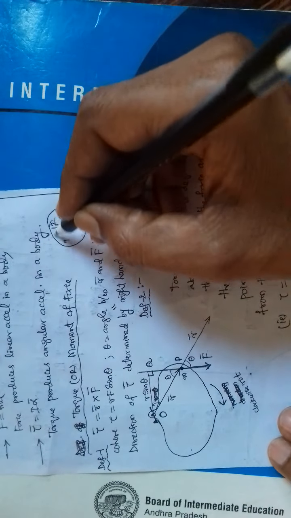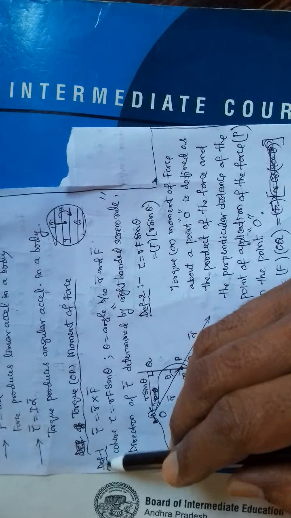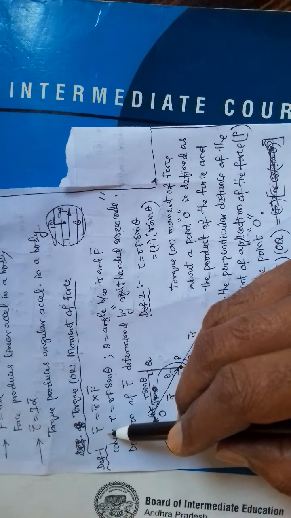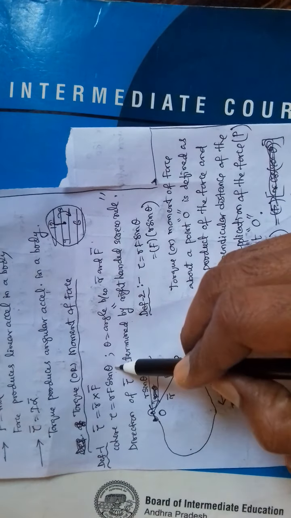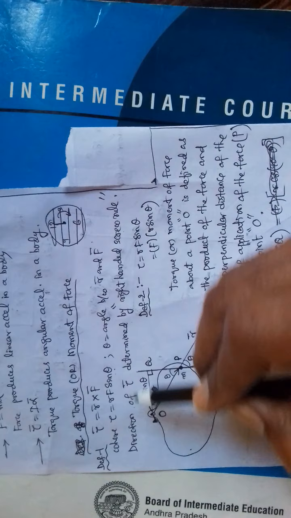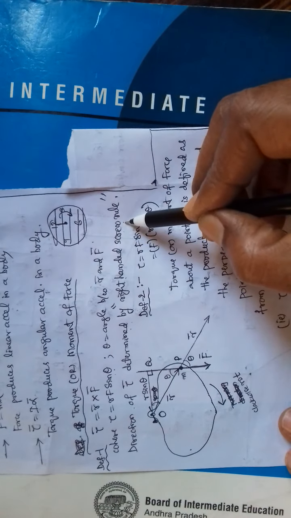Okay, we consider this wall clock afterwards. Now see, we have given one definition to the torque. Torque is the cross product of position vector and force. Its magnitude is R F sin theta, and direction is decided by the right-handed screw rule. See what this right-handed screw rule tells you.